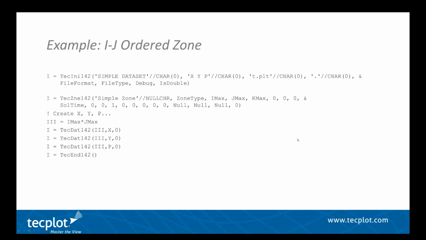Now you don't have to output an array all at once. You can actually output a variable 1 value at a time, in which case that I there would be replaced by just the number 1 followed by the value that you want to output. But you then call TecDat repeatedly for variable X until you've output all the values of X. Then you output all the values of Y, and finally all the values of P. So you have to output your variable data in order like that. And then finally we call TecEnd to close the file. Next slide, please.